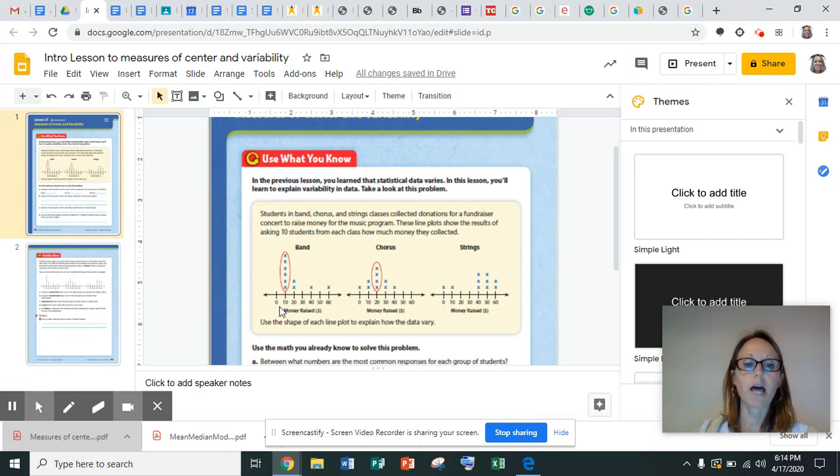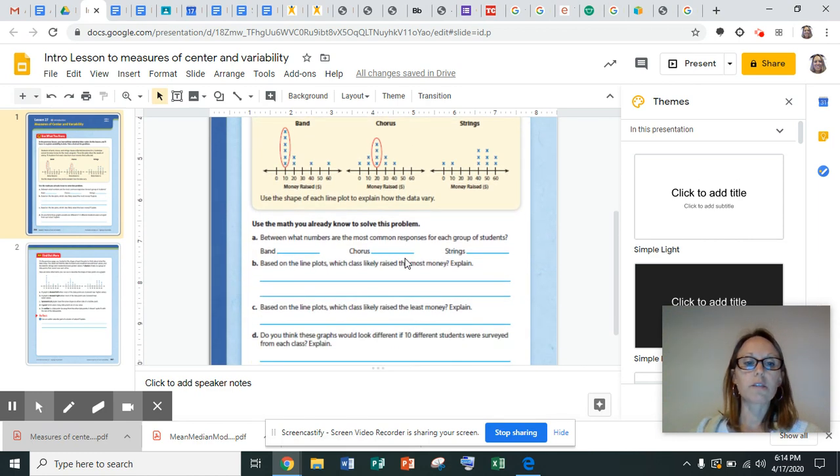So this first line plot, okay, remember a line plot just gives you the data. So there's 10 people that were surveyed, so there's going to be 10 X's, and then the bottom row tells you that this is how much money was collected. So there was 1, 2, 3, 4, 5, 6 people that collected $10, okay? And so the band looks a little bit different than the chorus, and then the chorus line plot looks a little different than the strings. And so we're going to use the shape of each line plot to explain how the data varies.